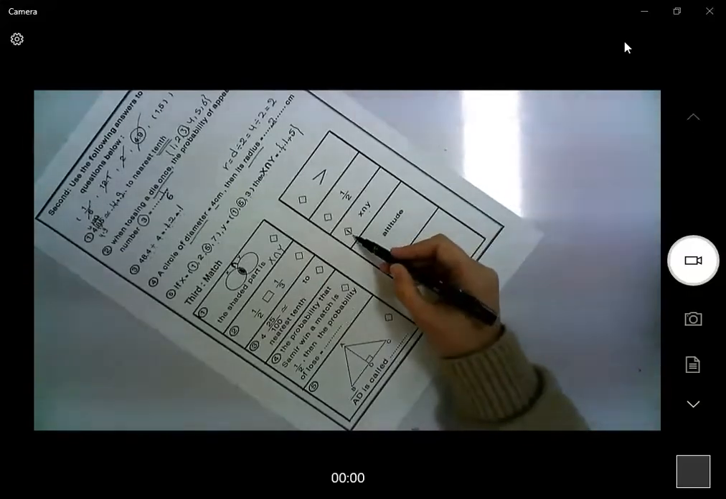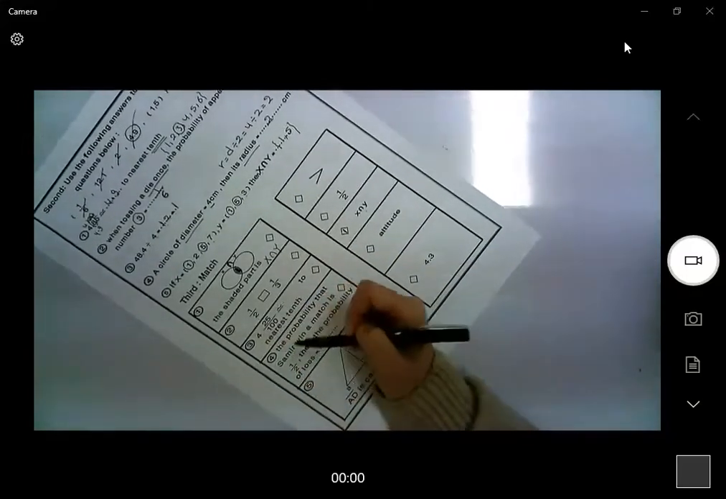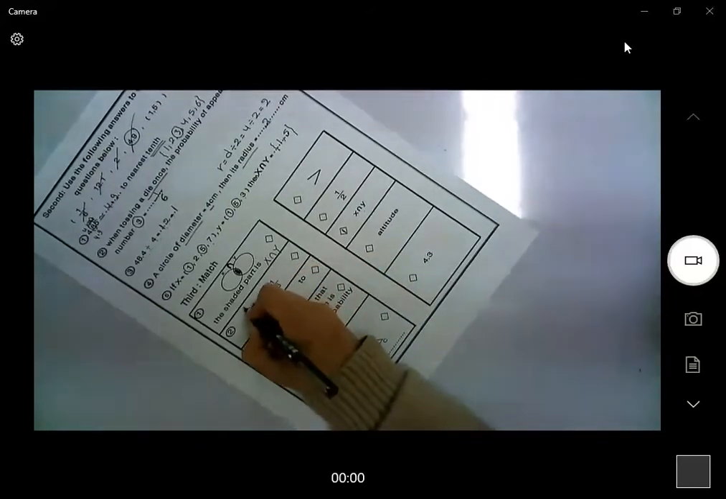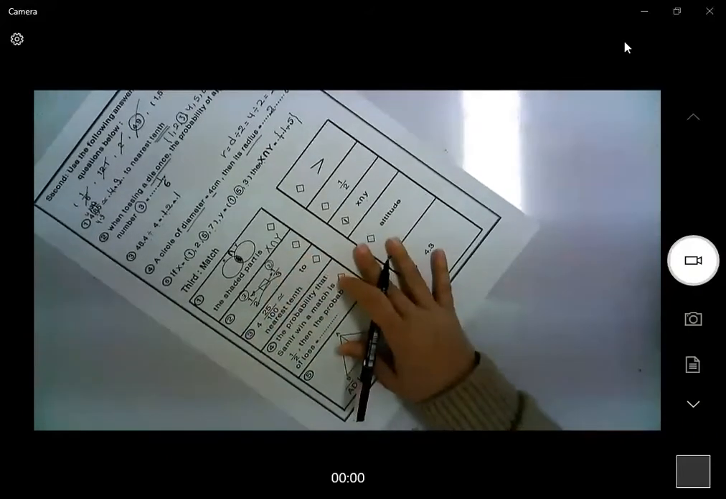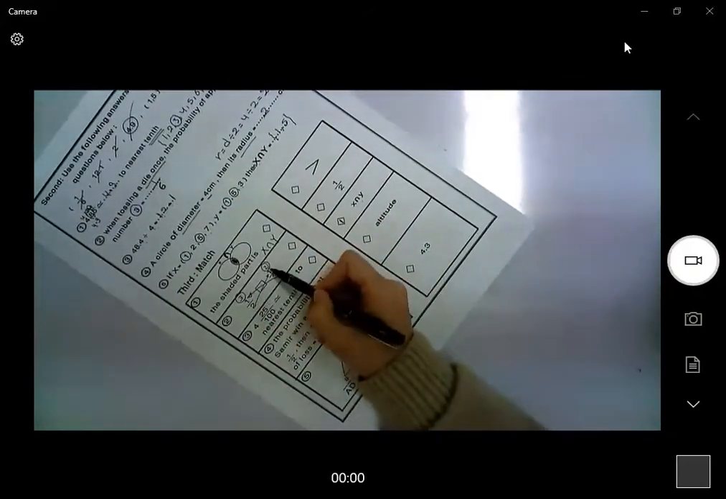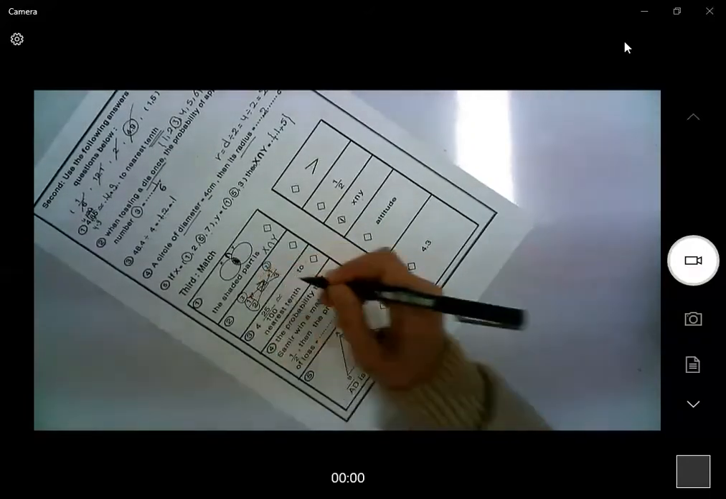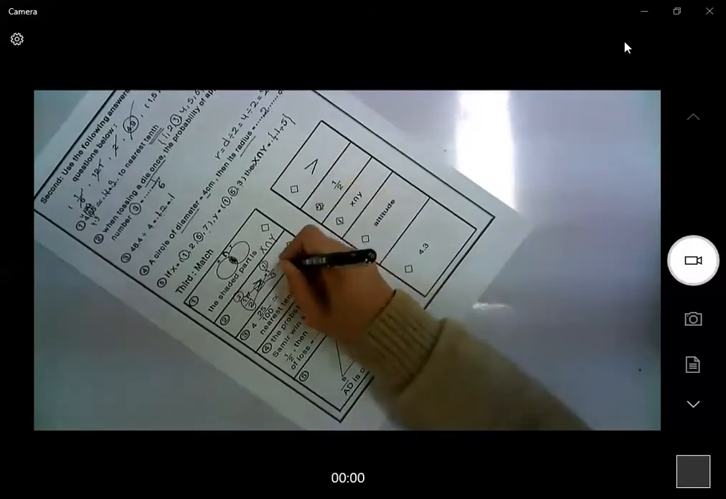Number two, 1/3, okay? Which is bigger? We multiply 3 times 1 equals 3, 2 times 1 equals 2. Which is bigger, 3 or 2? Yes, excellent, 3, then 1/2 is bigger. Where is 1/2? Here, 1/2 is bigger, okay?